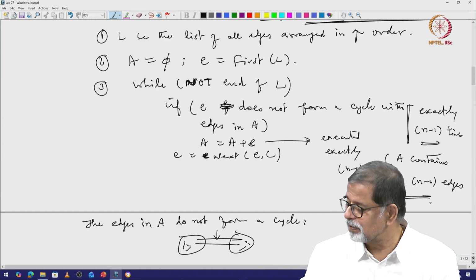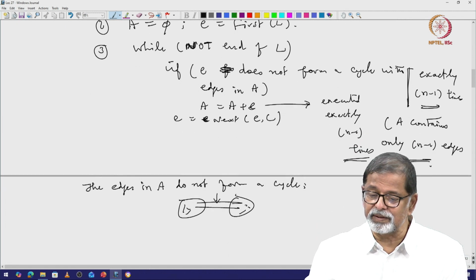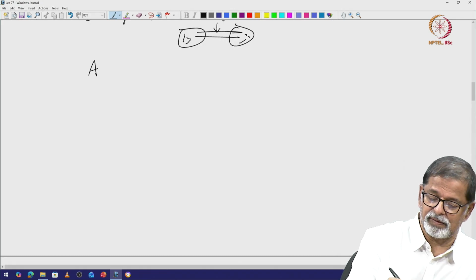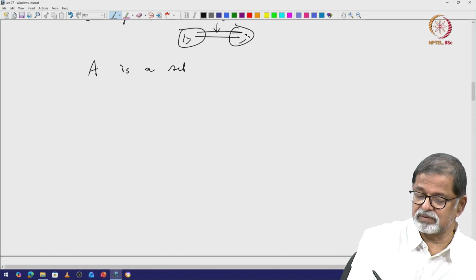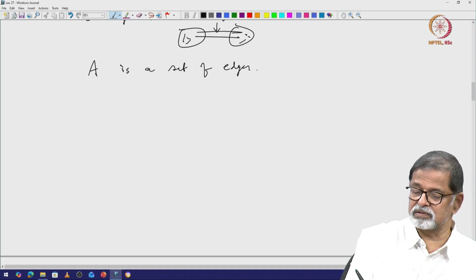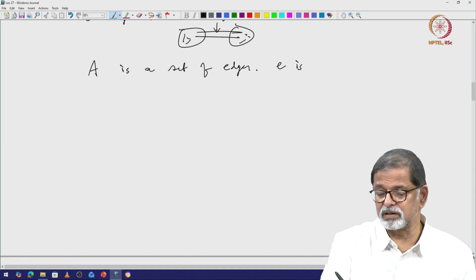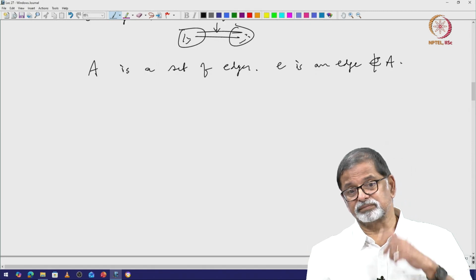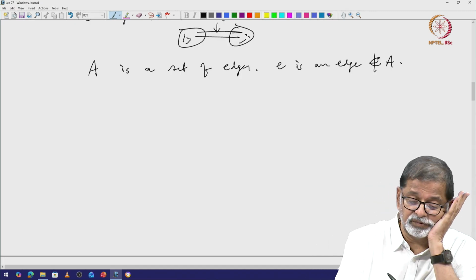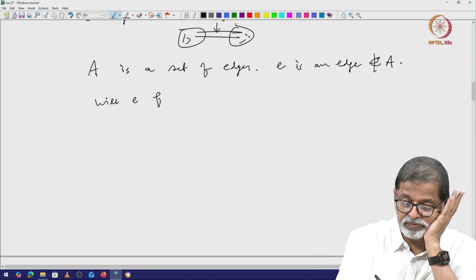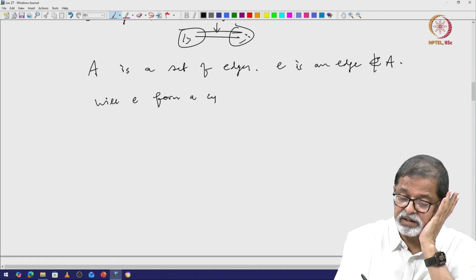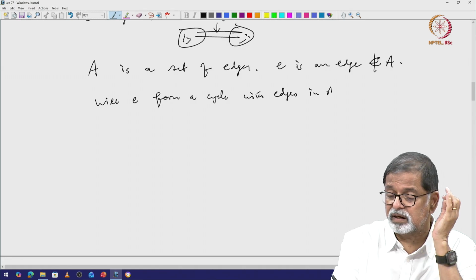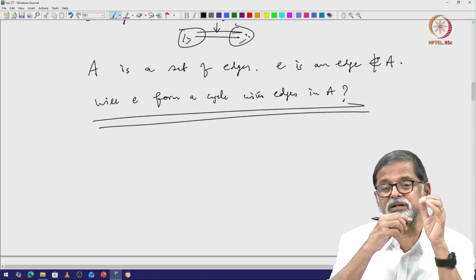A is a set of edges. E is an edge that is not in A. Will E form a cycle with edges in A? How do we answer this question?